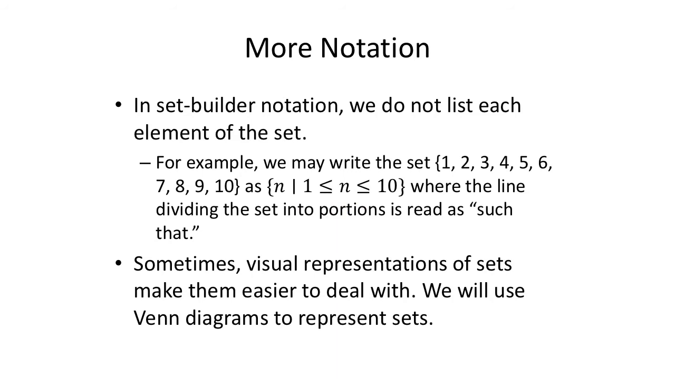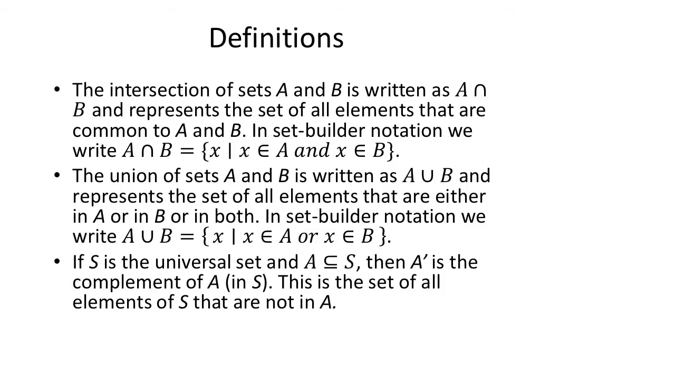Sometimes visual representations of sets will make them easier to deal with. In that case, we'll use Venn diagrams. Venn diagrams consist of a rectangle, our universal set, with sets generally represented by circles. That's how we'll do it in this chapter, in these sections. Alright, so let's look at some Venn diagrams for these interpretations.